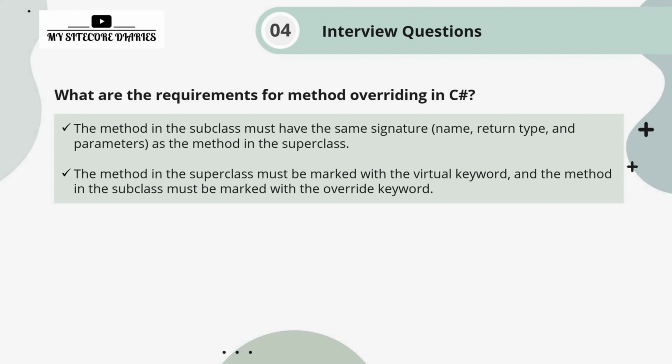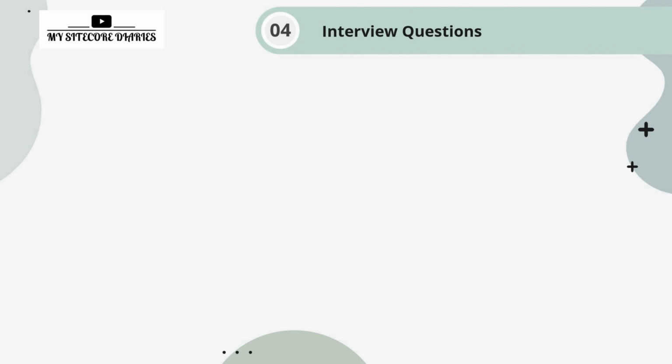And the second is the method in the superclass must be marked with the virtual keyword. That we have also seen. So you need to mark the method with the virtual keyword to be overridden in the derived class. The method in the subclass must be marked with the override keyword. So when you want to override that method, you have to write the override keyword in the derived class. So these are the requirements of method overriding in C#.